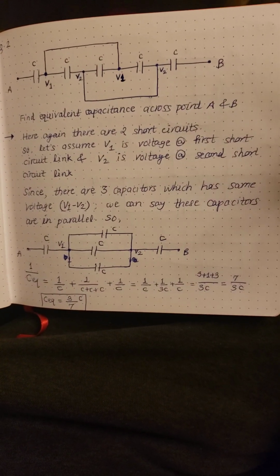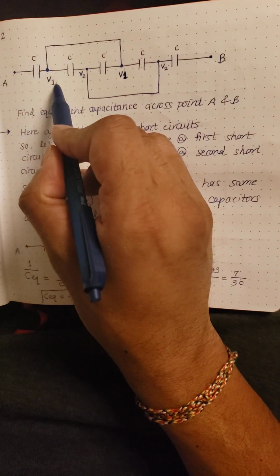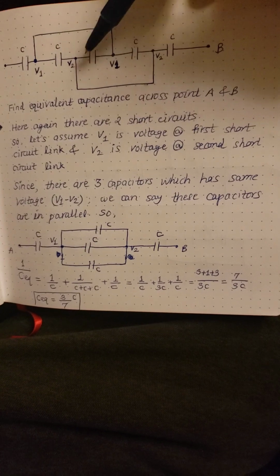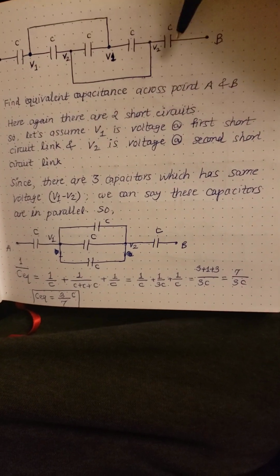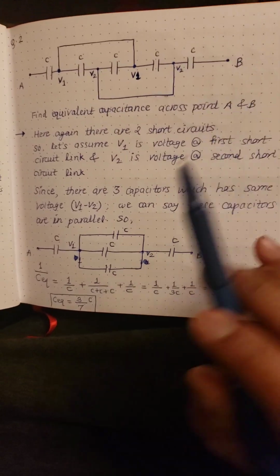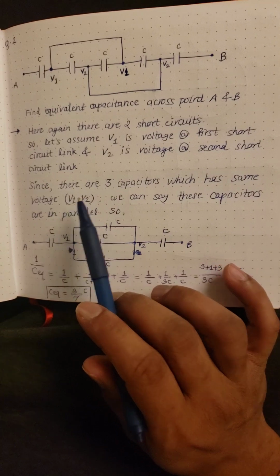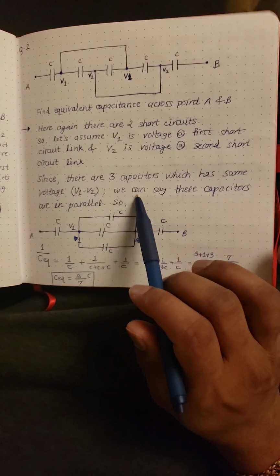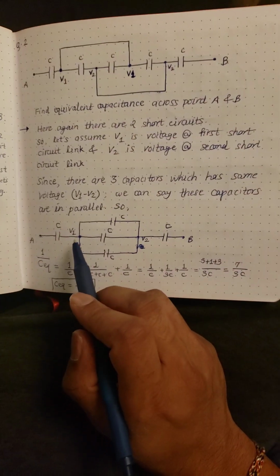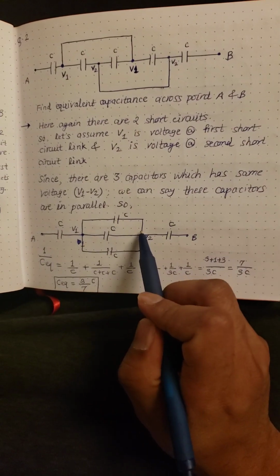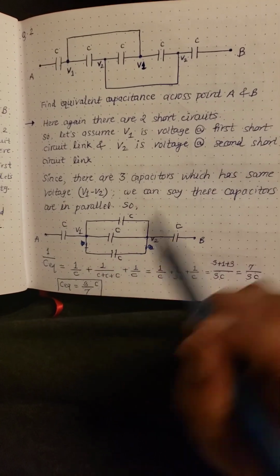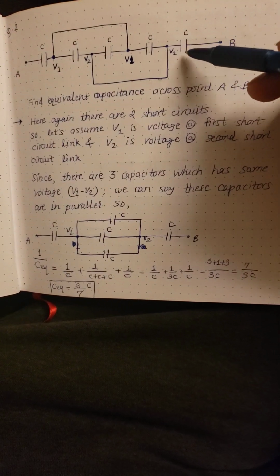So if we closely observe these three capacitances, what is the voltage across them? V1 minus V2. What is the voltage across this capacitance? V1 minus V2. What is the voltage across this capacitance? V1 minus V2. So since the voltage across all these capacitors is V1 minus V2, we can say that these capacitors are in parallel. So this first C1 will come here at point V1, then V1 to V2, V1 minus V2 is the voltage difference. So these capacitances are in parallel, and then there is one more capacitance connected between V2 and B.